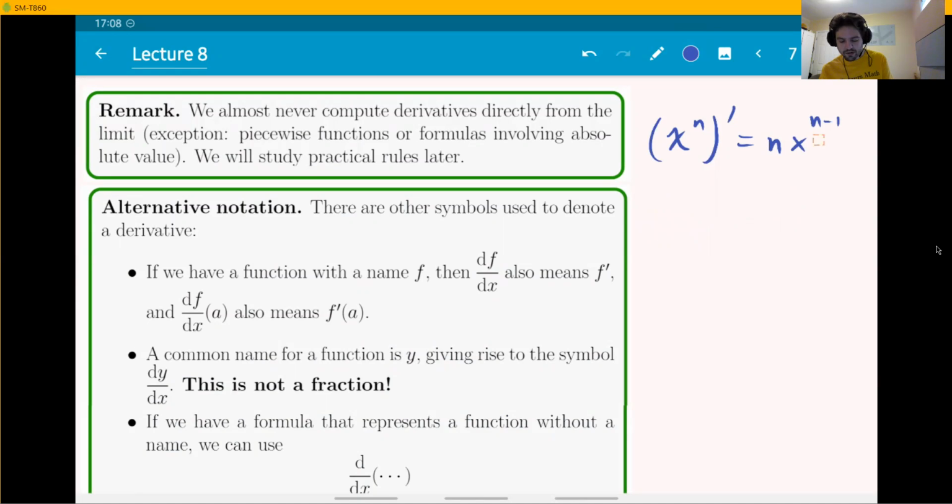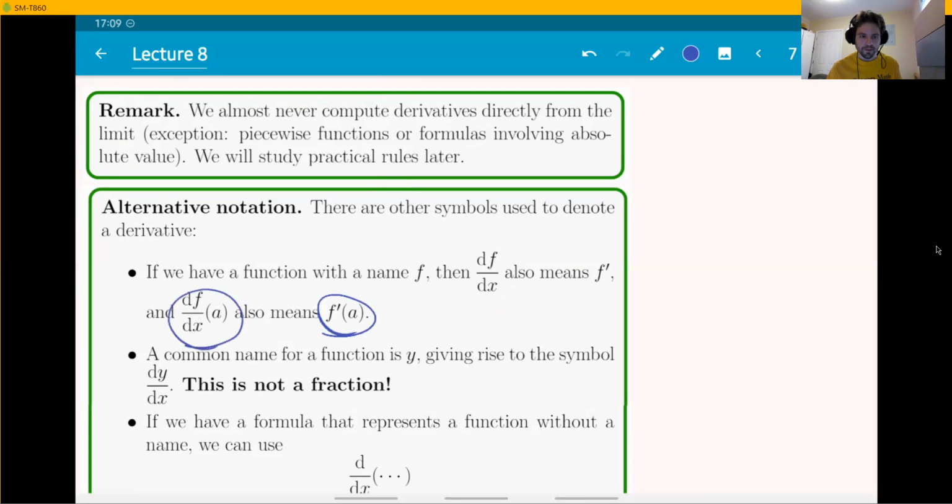And I have another remark down here about the notation for derivatives. It's kind of a messy subject in notation. There are many ways to denote the derivative. There are other symbols. In particular, I want to mention a few here. So if you have a function with a name f, instead of f prime, you can also write this symbol here, df over dx. It stands for f prime. So this symbol here is the name of the derivative function, whereas if you want to evaluate the derivative at a point, like f prime of a, then you would write it like this, df dx at a.